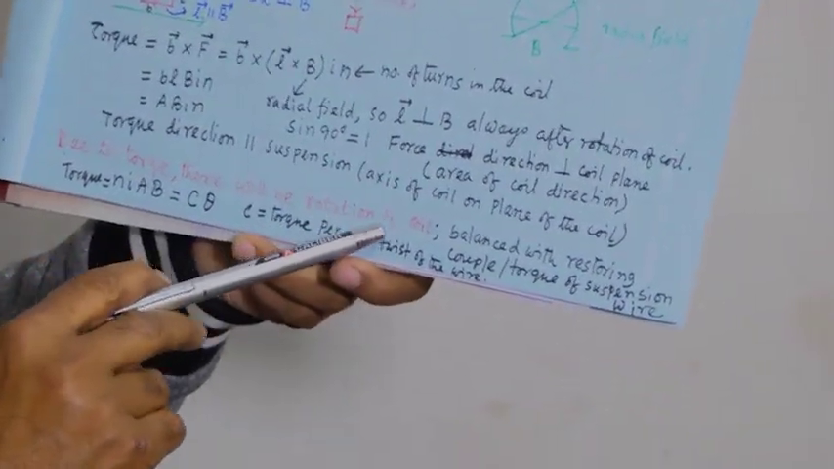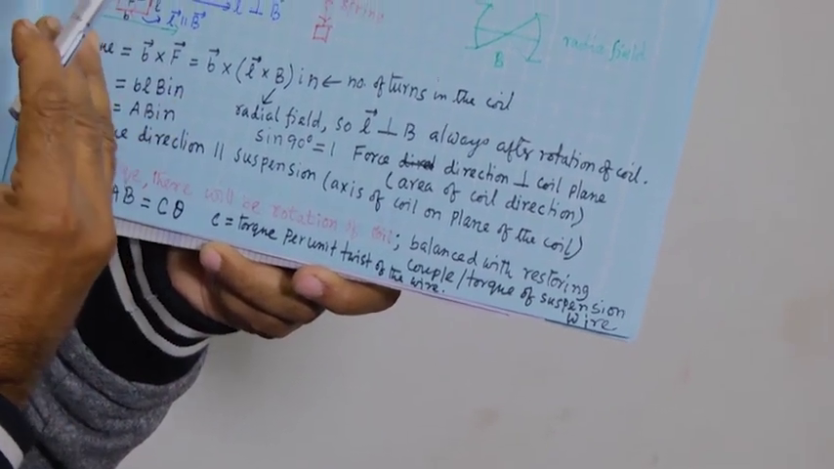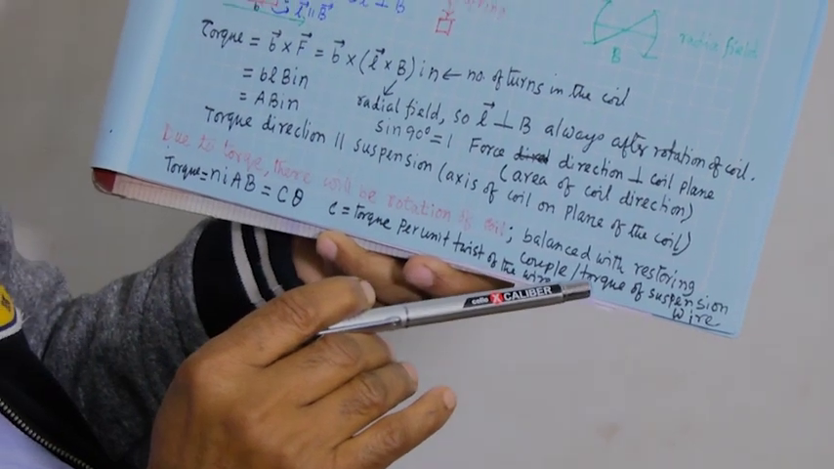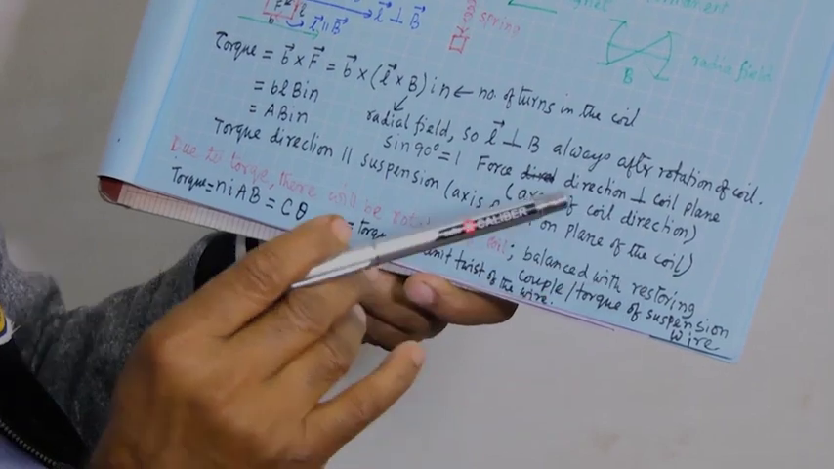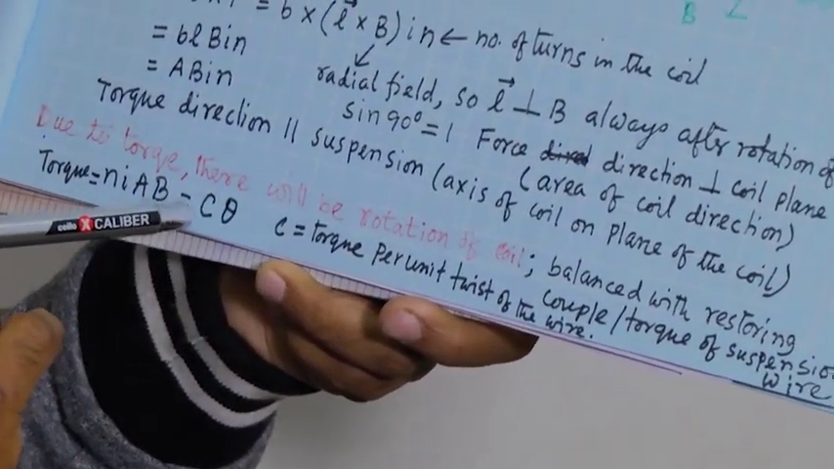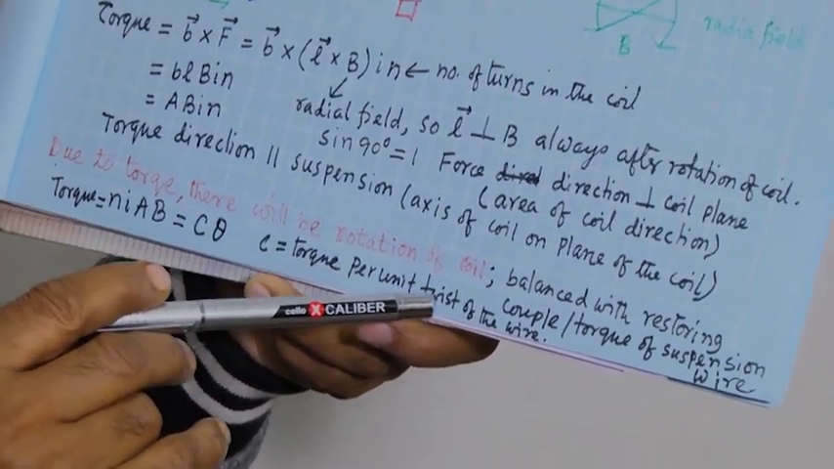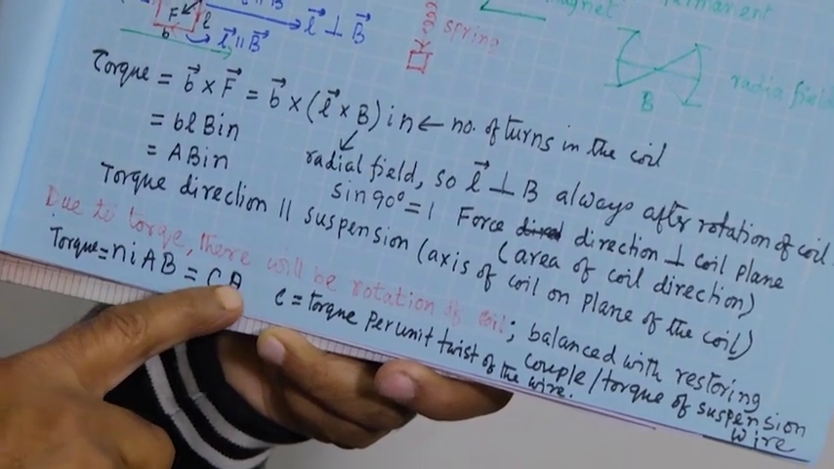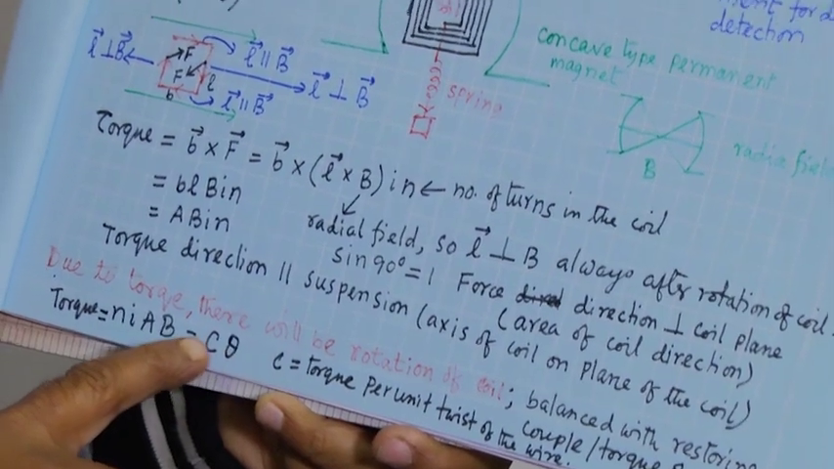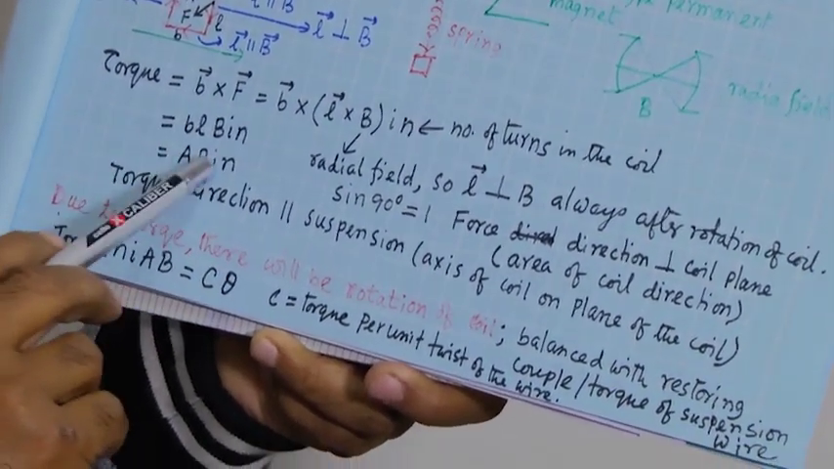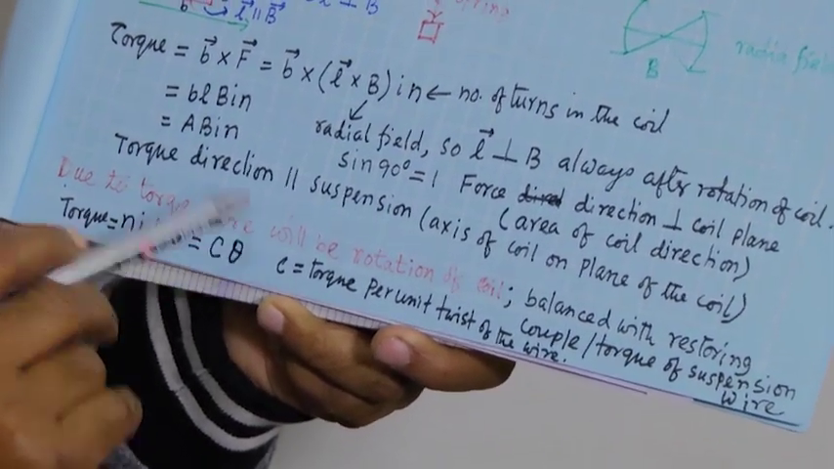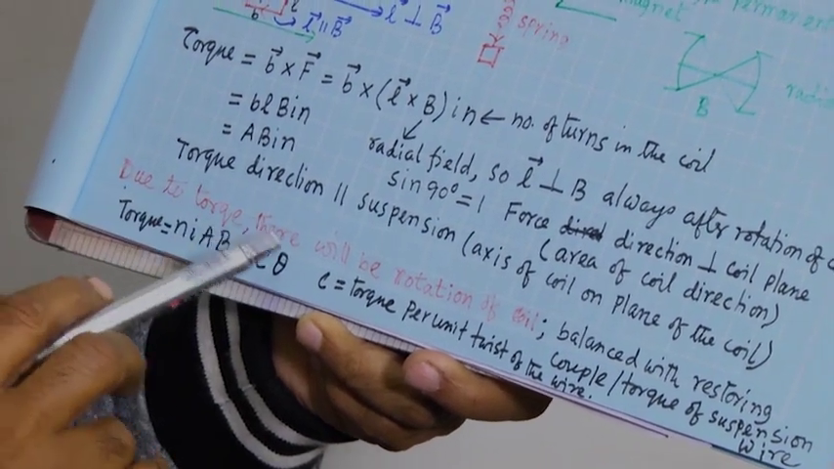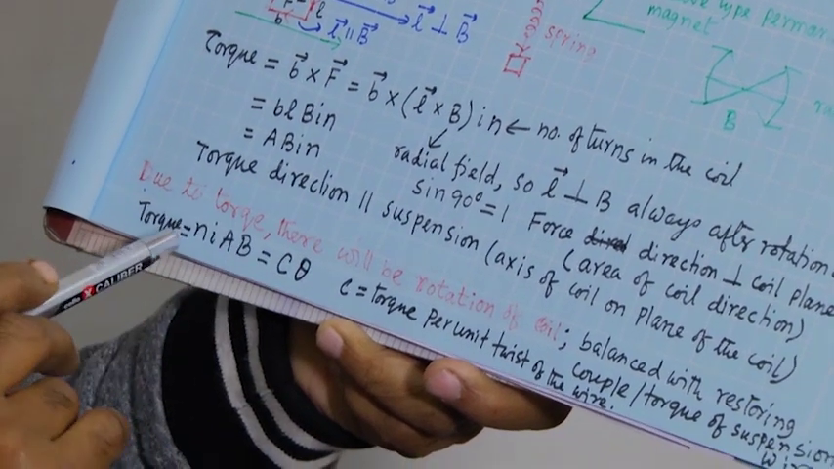Okay, so this is fine. Due to this torque, there will be rotation of the coil. Now, when it rotates, there will be a balance between this torque and the restoring torque. This restoring torque or couple of the suspension wire one can write as C theta, where C is the restoring torque per unit twist of the wire. So for theta angle, the restoring torque will be C theta. Now when these two balance, the torque due to this current will be equal to this restoring torque. Then I will get this steady deflection. That's why our final relation has come between current and angle: NIAB equals C theta.